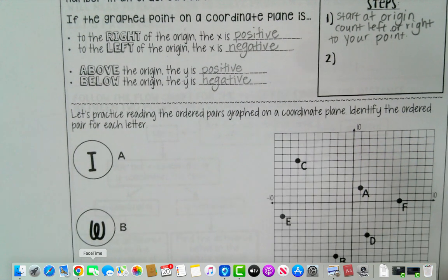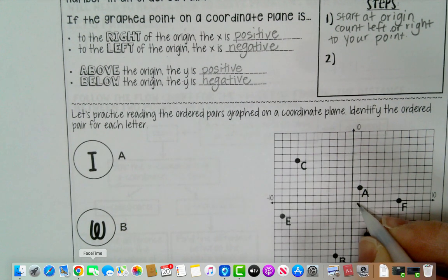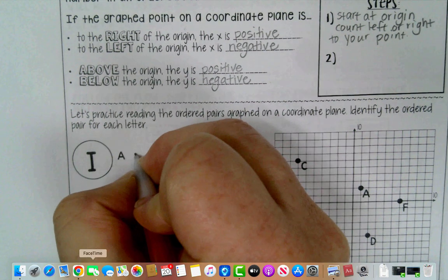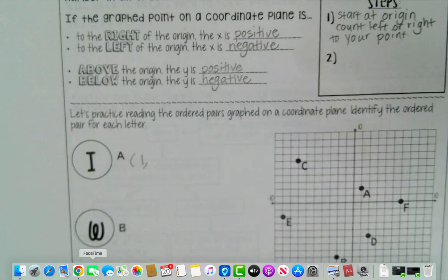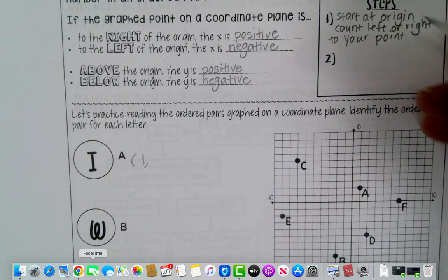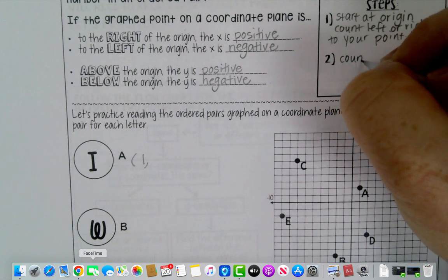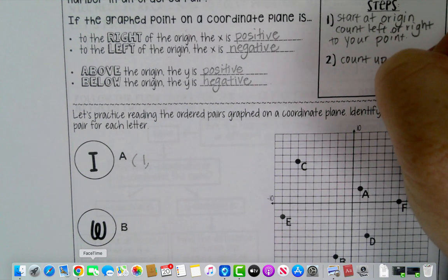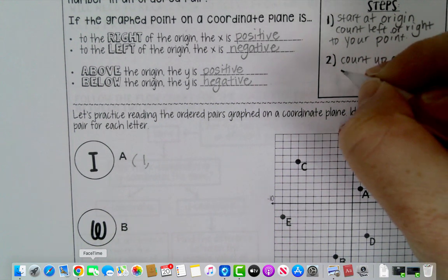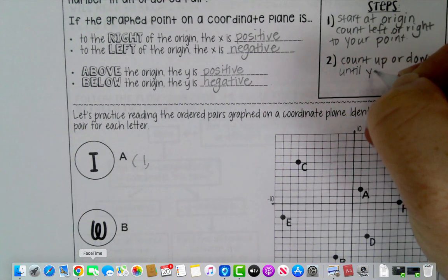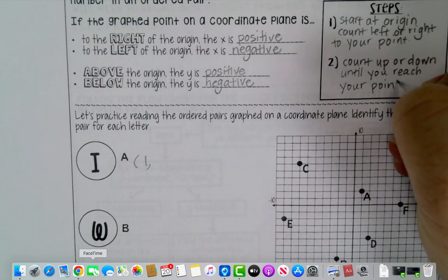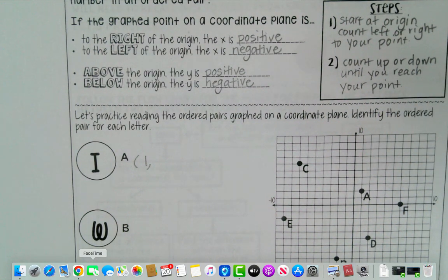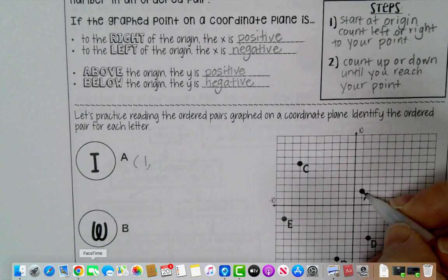So from the origin, I'm going to count until I get to the line where I would align with my point. So I went 1. I'm going to open my parentheses, positive 1, comma. Okay? And then I'm going to count up or down until you reach your point. So I'm going to count 1, 2, and I've hit my point.